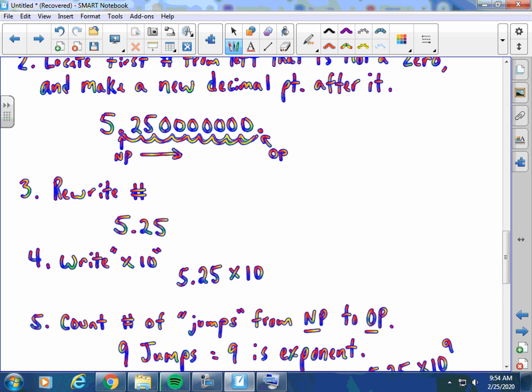The old point is the one that we have right at the start without doing anything. That's the very first point we mark. And sometimes numbers don't have a decimal point in them, and if that's the case, we just put it right at the end.